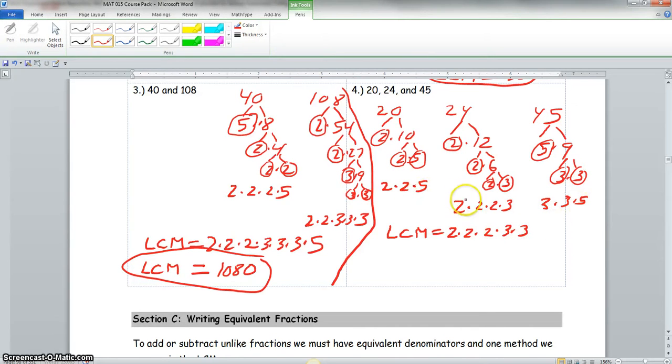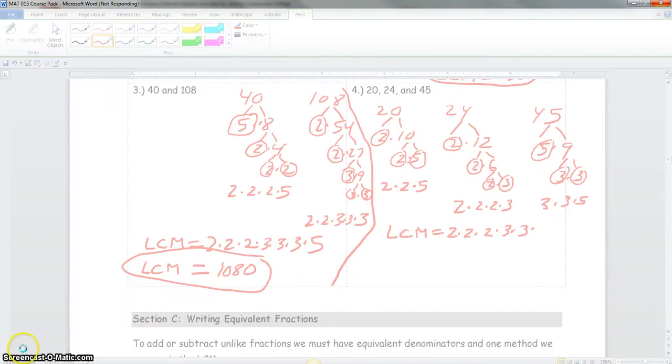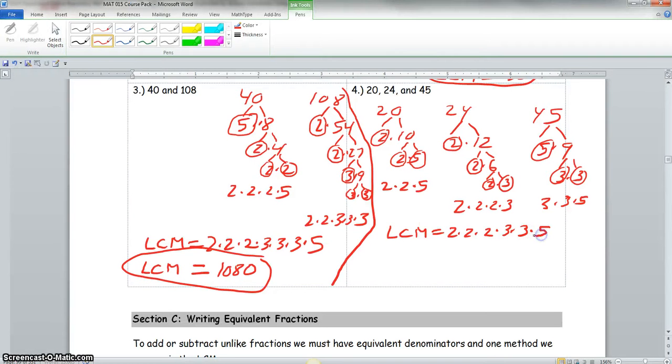Okay, now we look at these 5's here. You notice we have 1 5 here and 1 5 here. So the most amount of 5's we have in one number is 1. So we will write down the 1 5. So now we will multiply this out. We have our least common multiple is equal to 2 times 2 is 4, times 2 is 8, times 3 is 24, times 3 is 72, times 5 is 360. So your least common multiple here is 360.